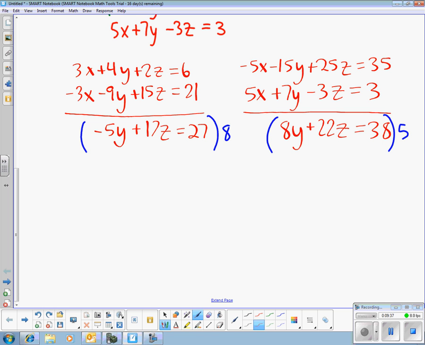So this equation multiplied by 8 is -40y plus 88 times 17. Got to get my calculator.